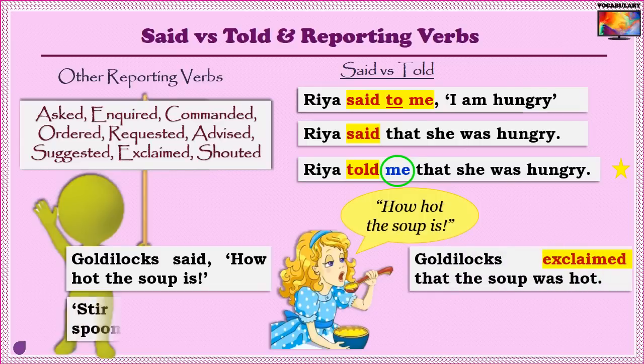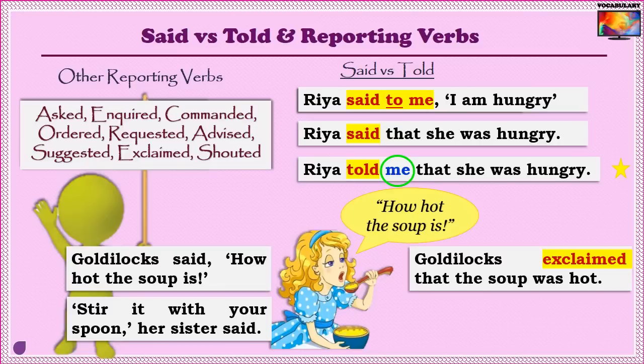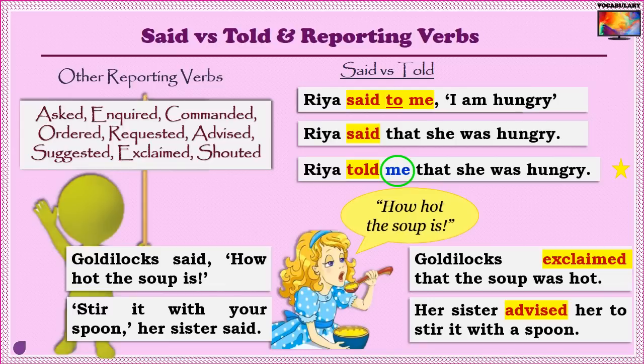"Stir it with your spoon," her sister said. This sentence in direct speech is clearly an advice. So the indirect speech for this sentence looks like her sister advised her to stir it with a spoon. It's better than saying her sister told her to stir it with a spoon.